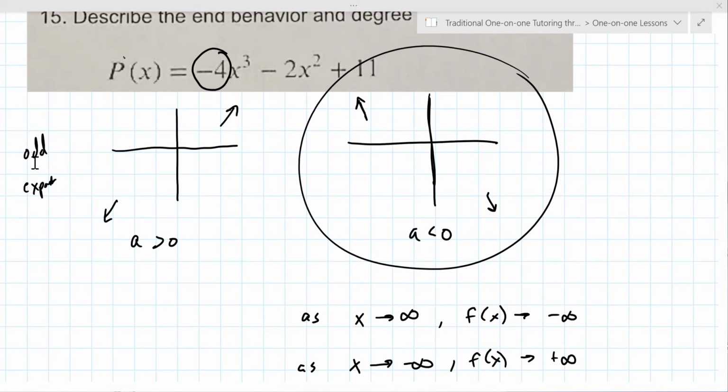Do you want the graphs for the even exponents, or do you have those in your notes? I have those in my notes. Okay, great.